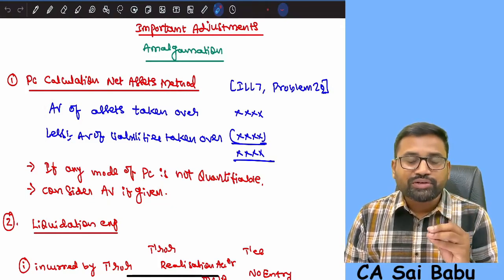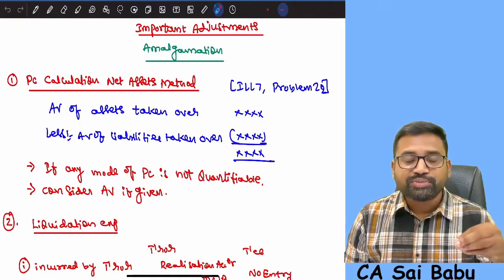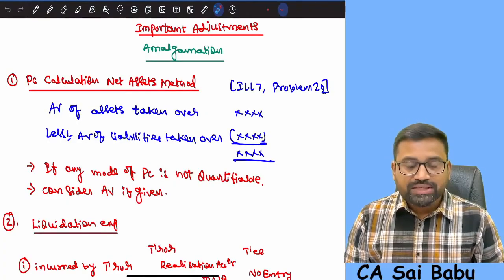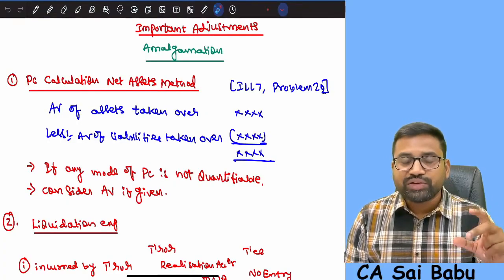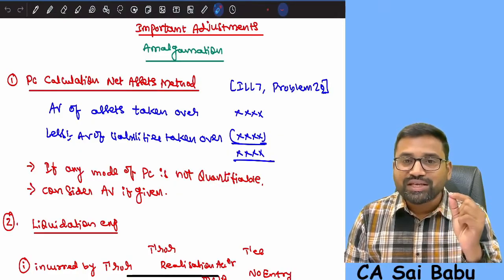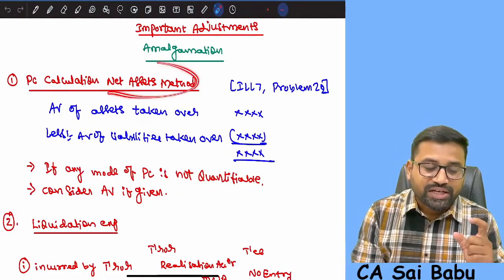Now the most important question is, sir, when do I need to follow the net assets method for calculation of PC? Sir, if based on the information given in the question you are unable to ascertain any one single mode of PC, then that's an indication that you can follow the net assets method.